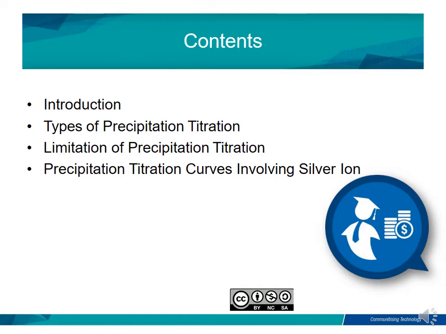Next is the limitation of precipitation titration. In any procedure or any method, there is always a limitation. So we need to consider that in any titration, there is always a limitation to doing an experiment. And the last one is the precipitation titration curves involving silver ion. In this subtopic, you will learn how to construct your own titration curves.